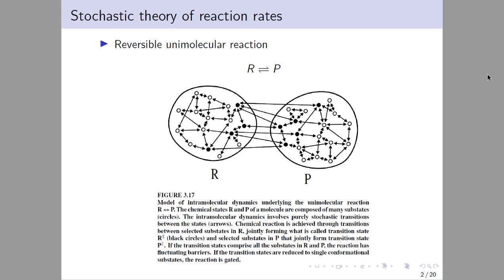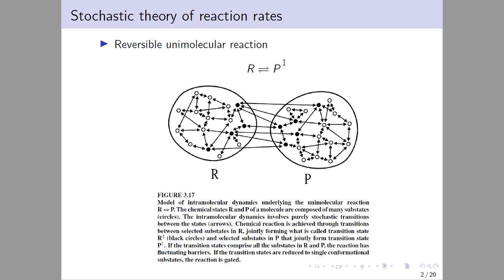Here we have this unimolecular reaction, R and P, changing from one state to another state, from A to B, or from open to close. So we have here direct. R is for reactant and P is for the product.